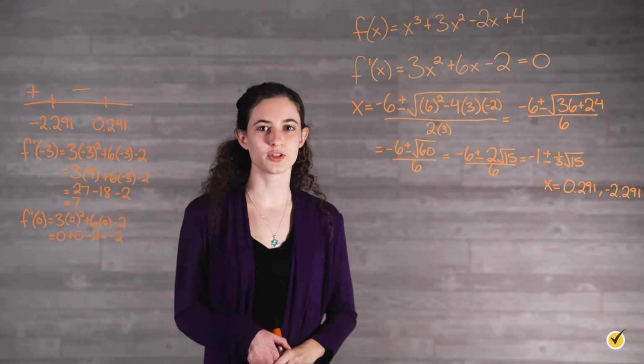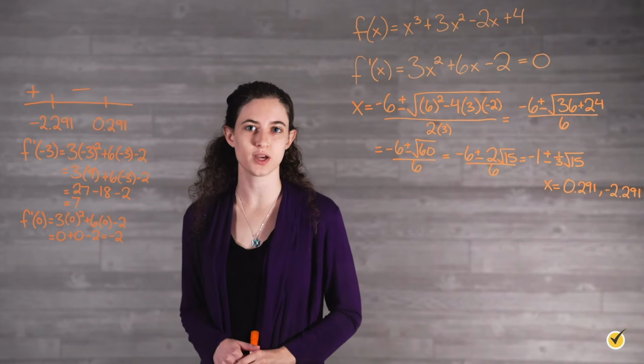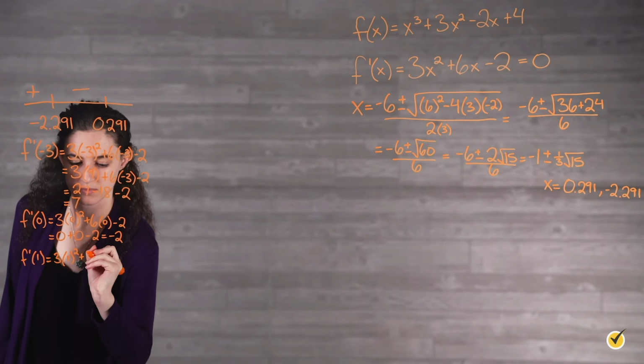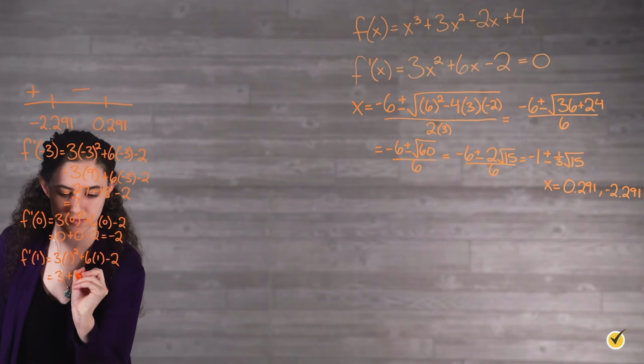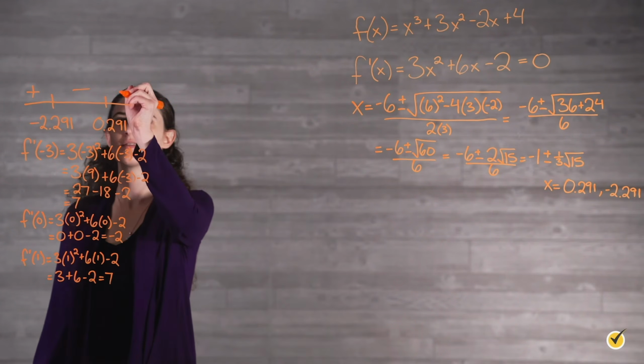We've got one more interval to go. I'm going to choose 1 and plug it in because it's greater than 0.291. This is positive again, so I'll write a plus sign right here.